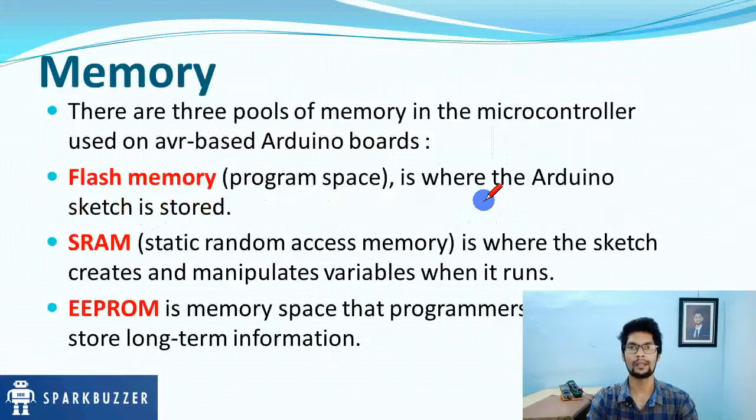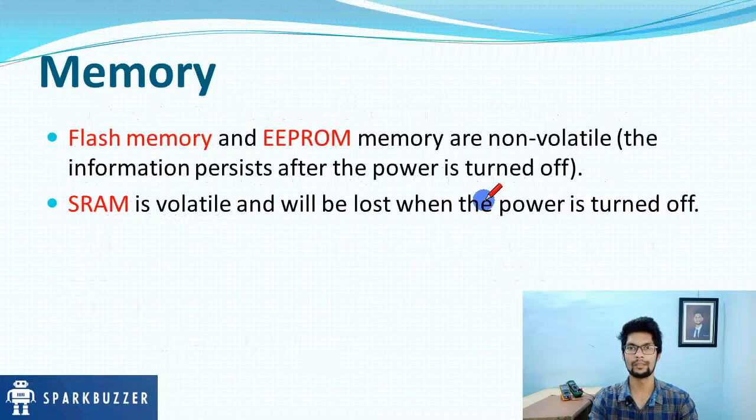Okay. Memory. There are 3 pools of memory in the Arduino microcontrollers. That is flash memory, which usually stores the program space; SRAM, where your program stores and manipulates variables; and the EEPROM. EEPROM is a memory space where you can save your favorite settings. The flash memory and the EEPROM are non-volatile, meaning the data is retained even if power is turned off. SRAM is volatile, meaning data will be cleared if power is turned off.